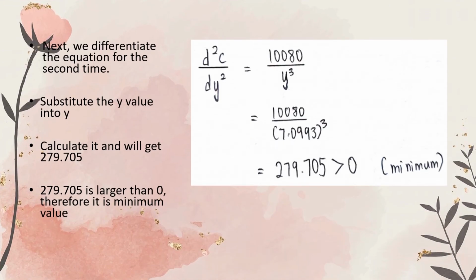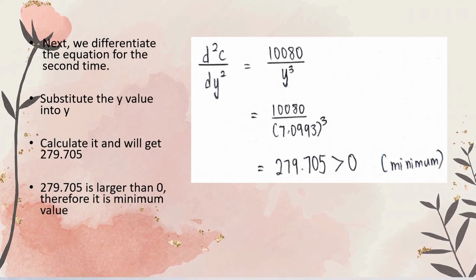So now we can differentiate the equation for the second time. After you differentiate it for the second time, we will get 10,080 divided by y cubed. Then next, we substitute the y value into y. So the y value we got just now is 7.0993. Then we calculate it, we will get 279.705. As you can see here, 279.705 is larger than 0, therefore it is a minimum value.